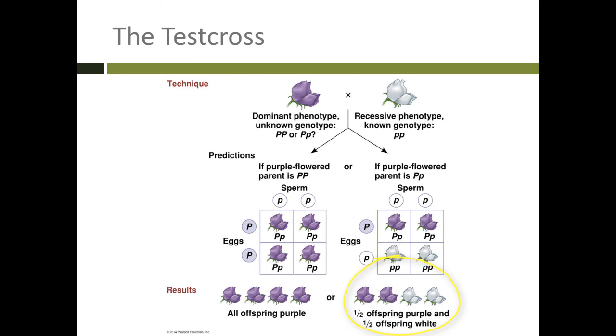Half of the plants will be purple, half will be white. By doing the test cross, you can determine the original genotype of the purple parent.